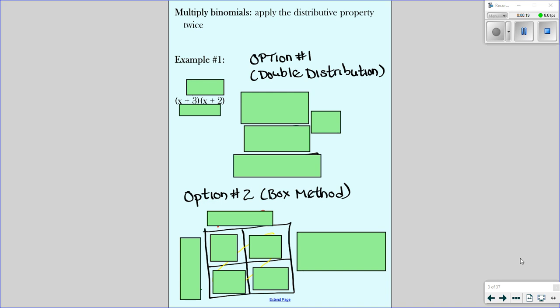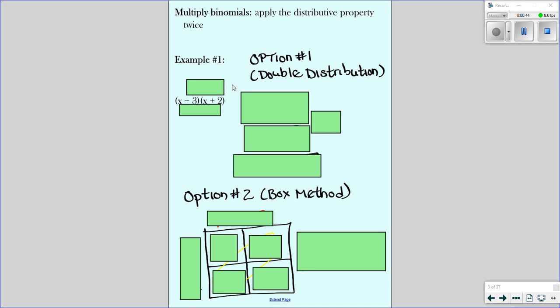So when it comes to multiplying binomials or binomials with trinomials, you apply the distributive property twice. With binomials, you do it twice. That means that you do double distribution. But I'm going to be showing you three options in order to multiply binomials.